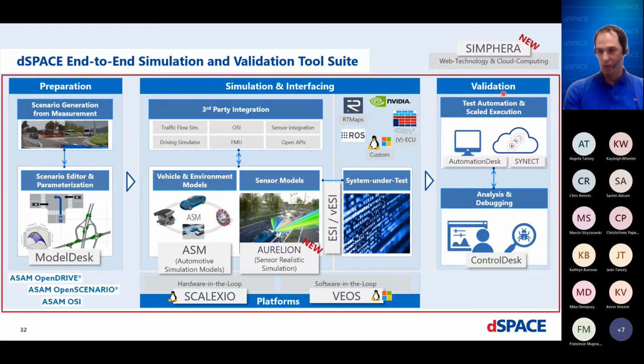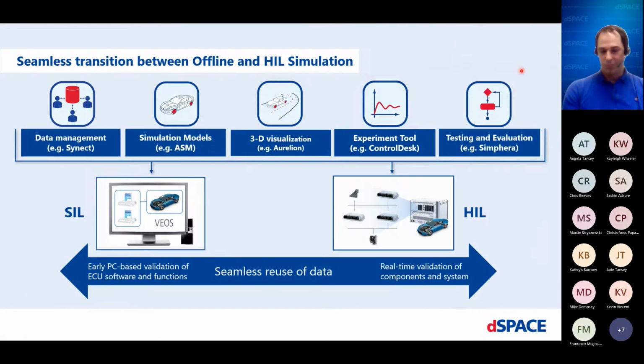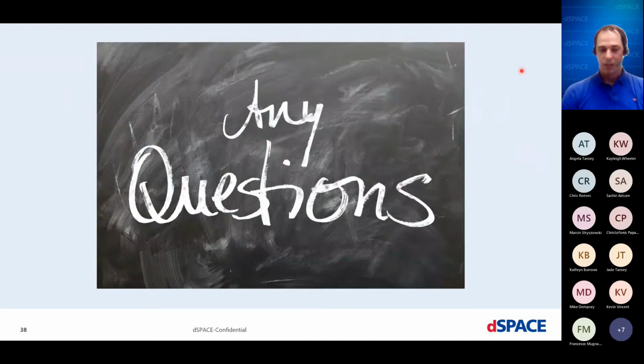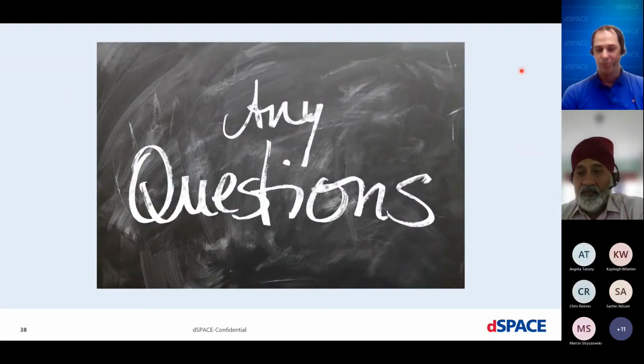And if you look into cloud testing, cloud computing, web technology, you have now a tool called SIMPHERA, which facilitates the deployment of this multi-parallel testing in the cloud. Yeah, that's more or less, again, a seamless transition between offline testing and HIL simulation. So yeah, all the tools can be reused for that. That was a quick overview of software-in-the-loop testing.